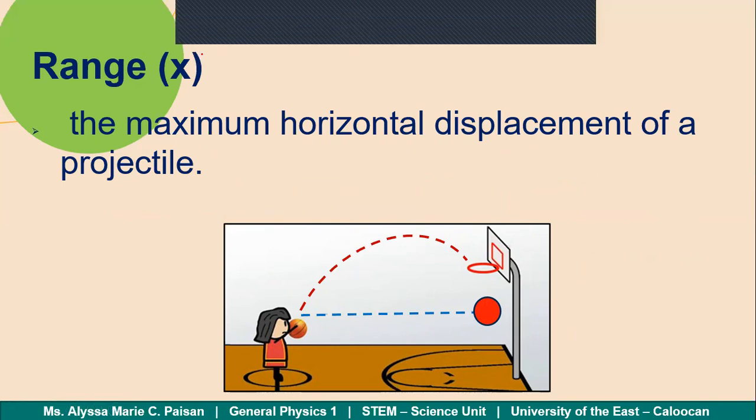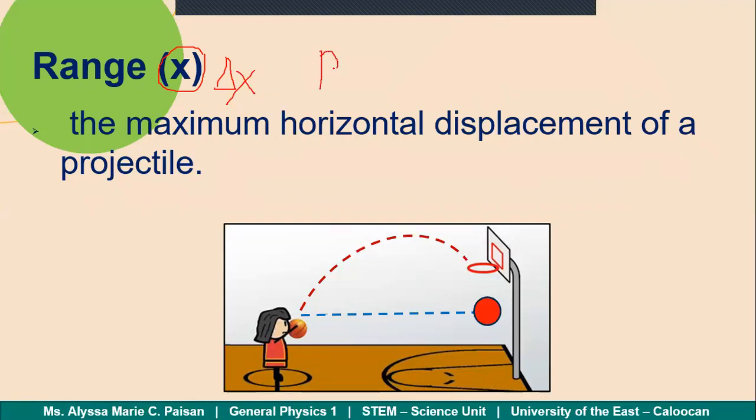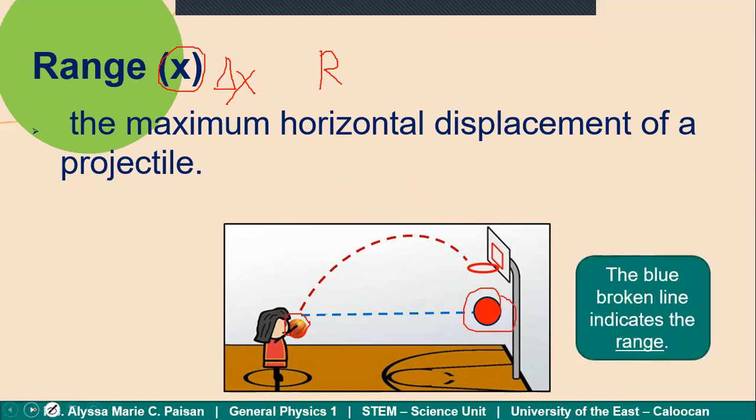So, sometimes, in some books, it is written as X. In some books, it's delta X. Tapos, sa ibang book naman ay R. Pare-pareho lang ibig sabihin niya. So, if the ball reached the other side at same level, or if the projectile reached the other side of the path at same level, the horizontal displacement or the horizontal distance between the initial position and the final position would be what we call the maximum horizontal displacement or range.